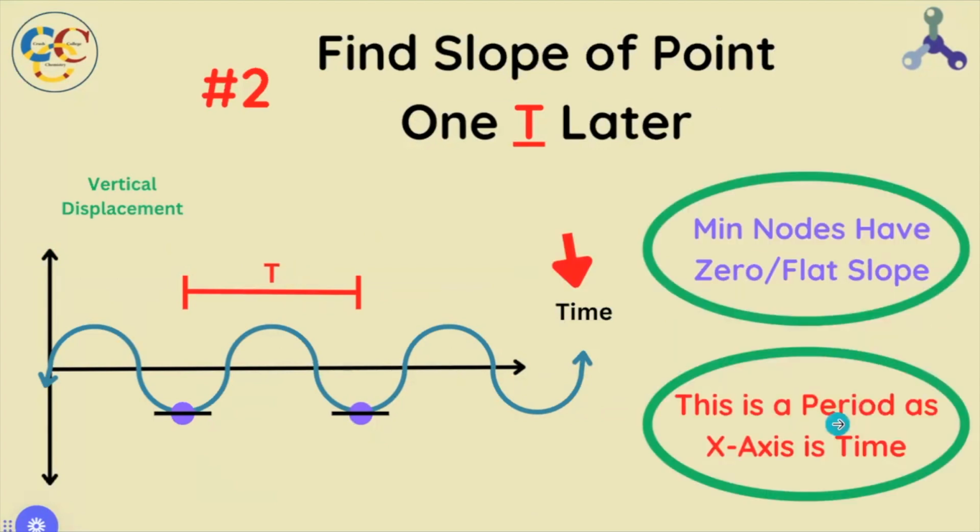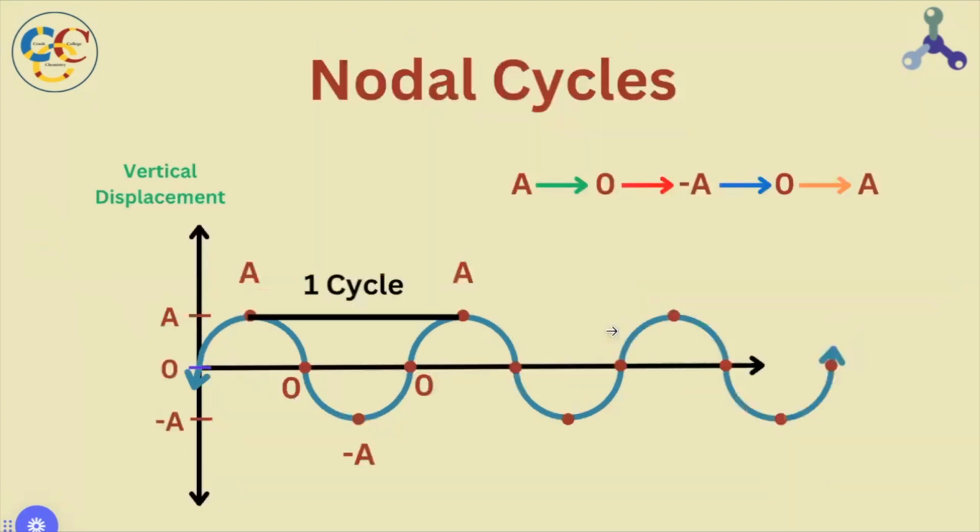We know we've just mapped out a period because time, the unit of period, is measured on the x-axis. I also have a video in the description on nodes, so check that out to fully understand cycles.